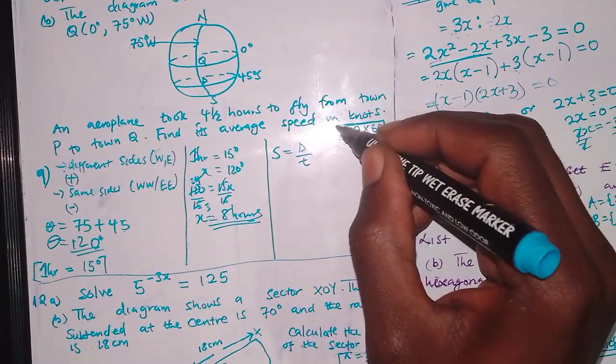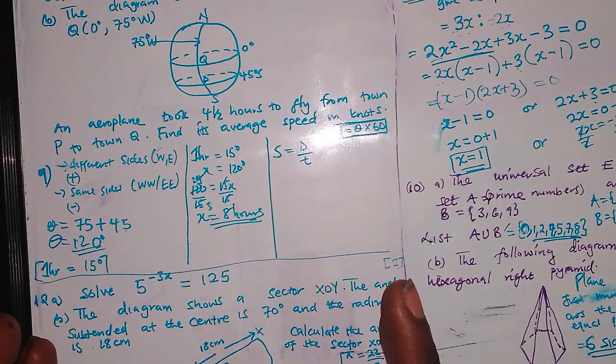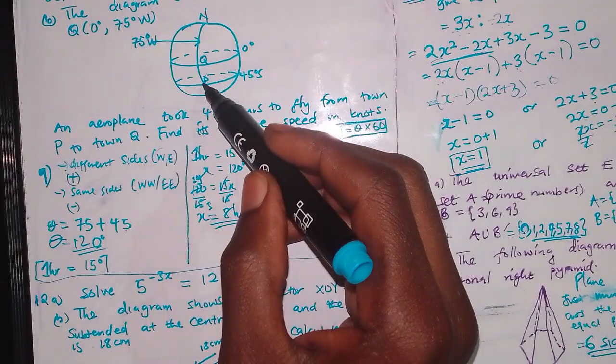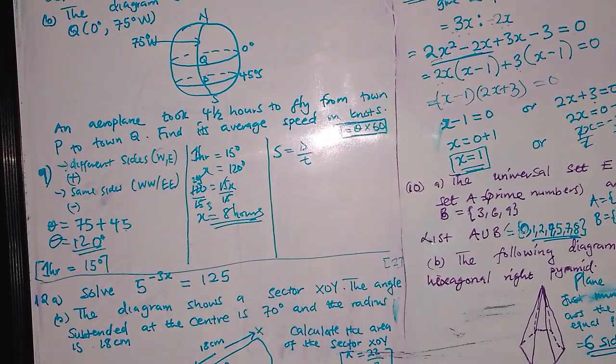So this is another formula which you need to know as you are preparing for your paper 1 exam. There are some formulas I'm giving you, don't forget them as you are going to write. They will help you. Yeah. So now how can we solve? Since they are saying that it is from P to Q, it's from P to Q.